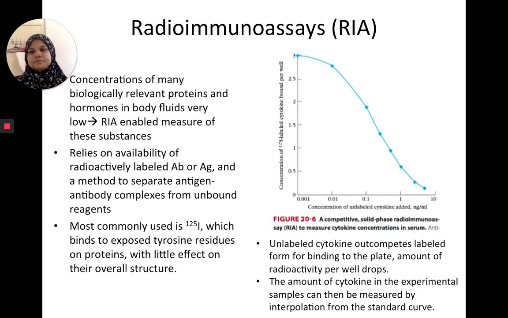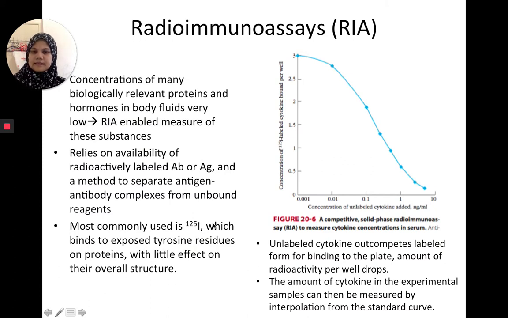point-of-care diagnosis. So radioimmunoassays enable measurement of very low concentrations of proteins like hormones. What they do is, based on radioactively labeled antibody or antigen, you can use it to separate antigen-antibody complexes from unbound reagents. So it's usually what we call a competitive assay. If there is presence of the analyte, then you'll have a lower reading. But if there's no analyte, then you'll have a higher reading because it's been bound by the reagents.